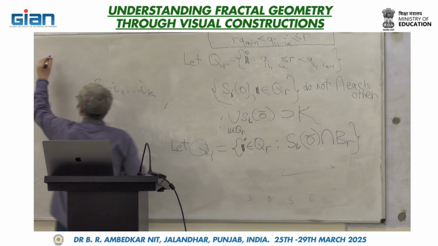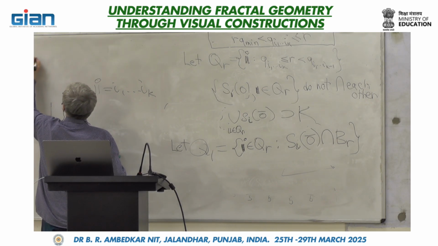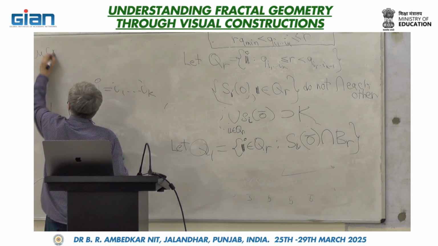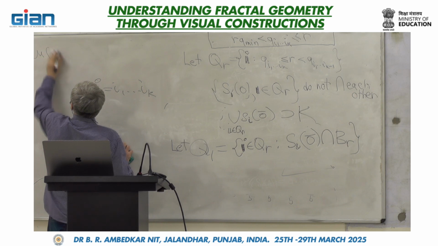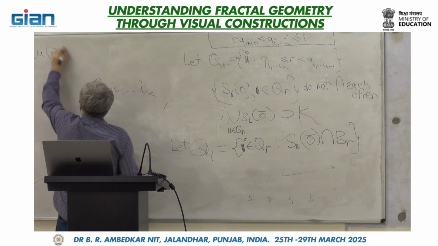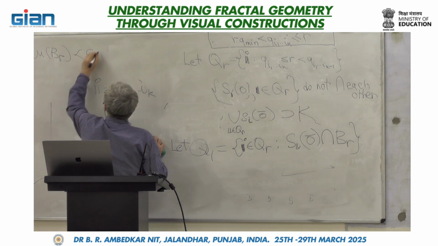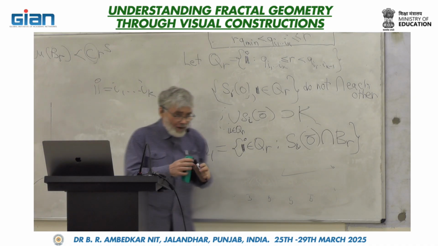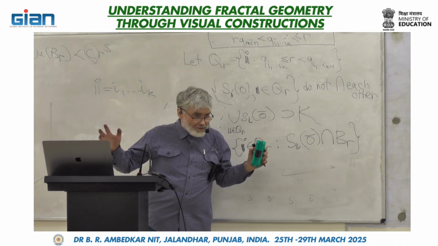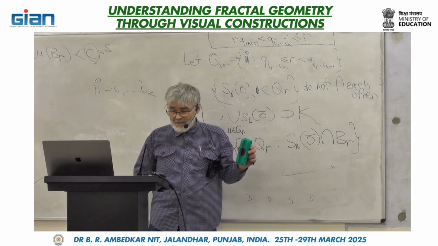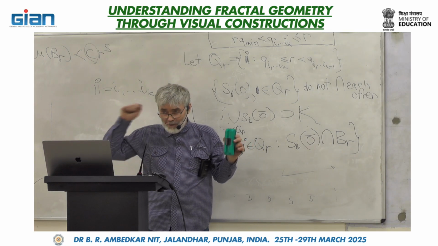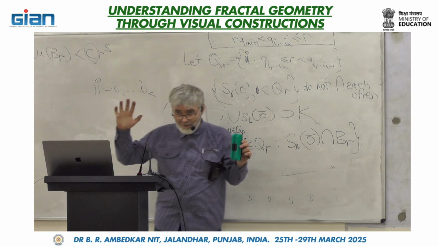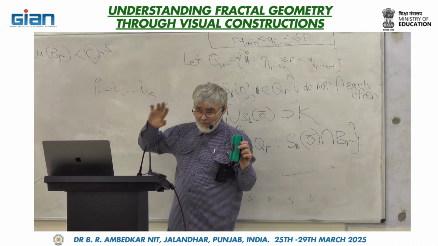In the mass distribution principle, we write mu of A or mu of BR less than C R to the power of S. No matter how great the constant is, it was enough to have some constant, yes? If we have some constant, then we are done.